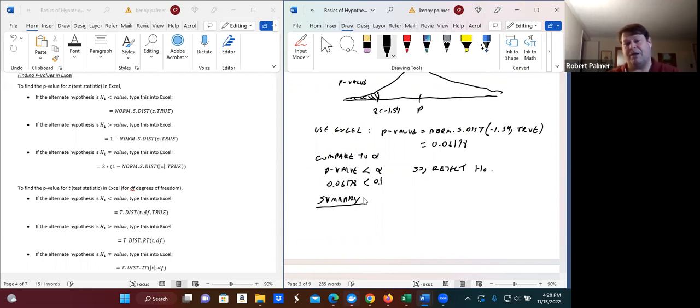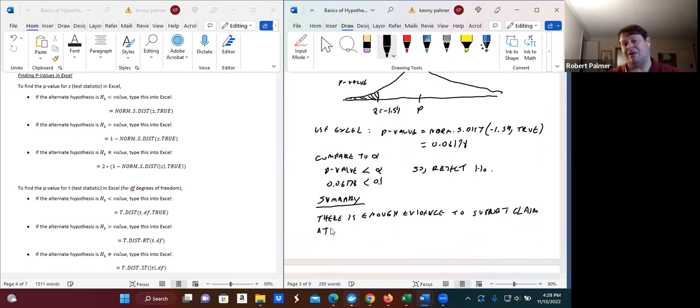Okay. And just say something like, there is enough evidence to support the claim. Either say reject the null hypothesis, support the claim, or something like that. I'd also like to say something about the confidence level.